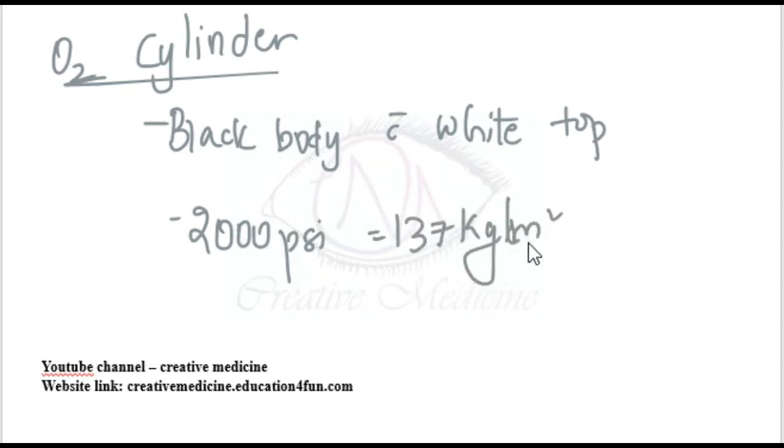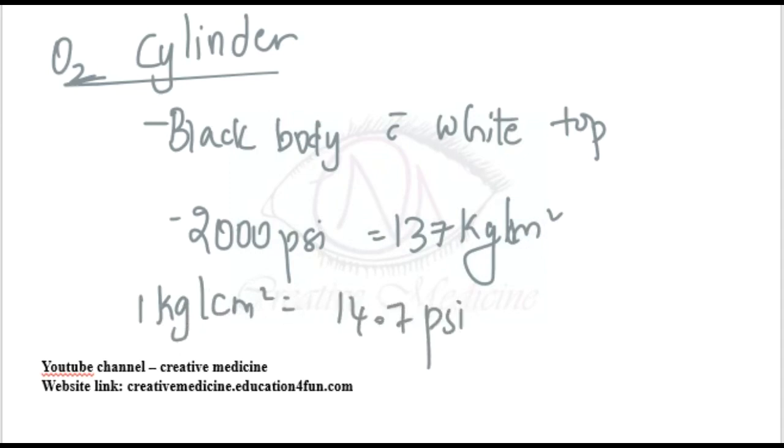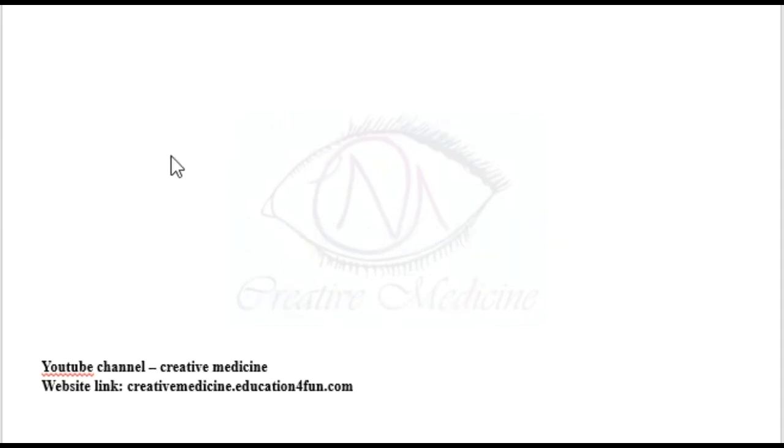centimeter square. 1 kilogram per centimeter square equals 14.7 pounds per square inch. Oxygen cylinder is used on type E machine.